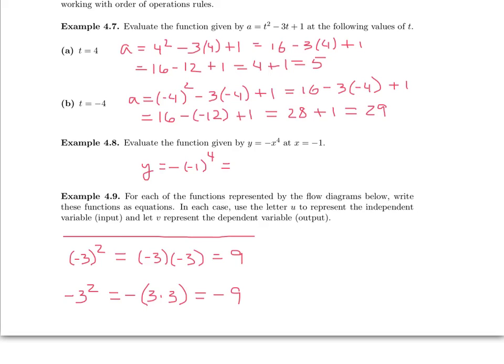If you calculate this, you arrive at the numerical value of 1. So this quantity just itself right there is 1. And then there's a minus in front of it, which means we arrive at an answer of -1. So when we evaluate this function at x equals -1, we arrive at an output of y equals -1.